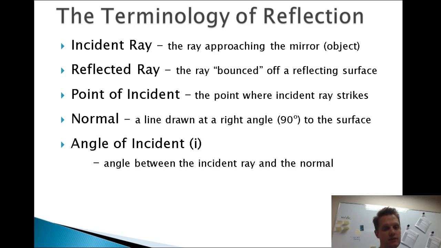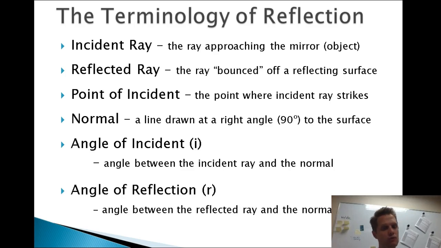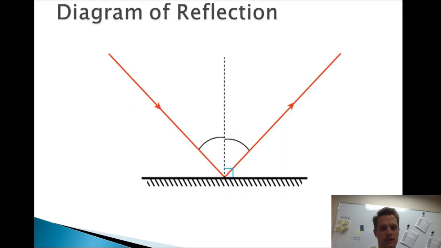The angle of incidence, which we'll talk about in a second, is the angle between the incident ray and the normal. And the angle of reflection is the angle between the reflected ray and that normal. So let's take a look at this ray here.